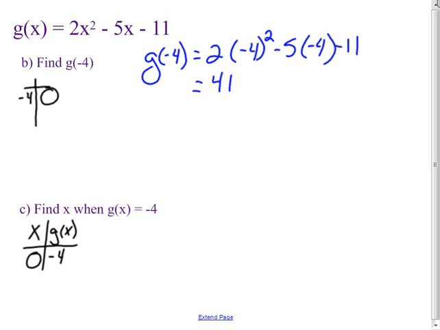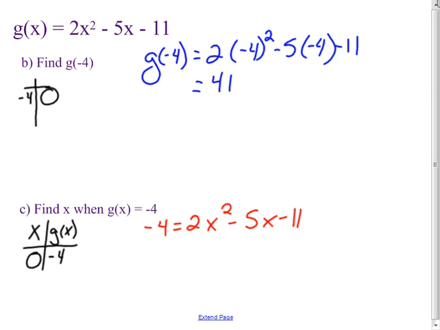So now I have to plug -4 in for my y value, or in this case my g of x. So -4 equals 2x squared minus 5x minus 11. Got to solve for x. Great. I have an x squared and I have an x. How do I solve a quadratic when there is an x squared and an x value? Just like normal: factor or use the quadratic formula. But before you do that, it has to be set equal to 0.